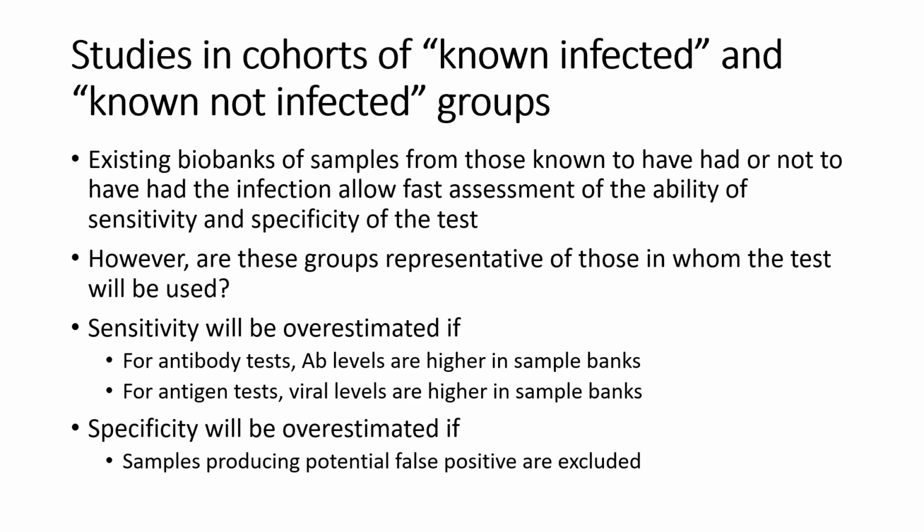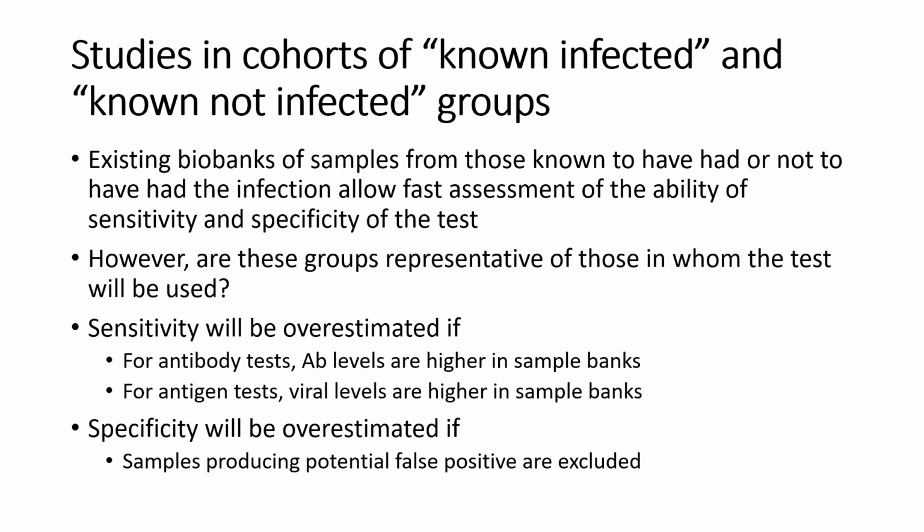So sensitivity will be overestimated in these studies if, for example, the antibody levels are higher in those in the study than in the population from which they've come. And similarly for antigen tests, if those who have been included are the ones with higher levels, then there will be the same sort of problem. And specificity will be overestimated if somehow the ones we've selected have excluded all of those alternative diseases which may have given false positives.